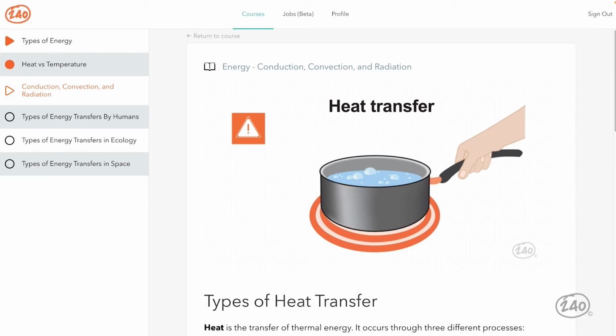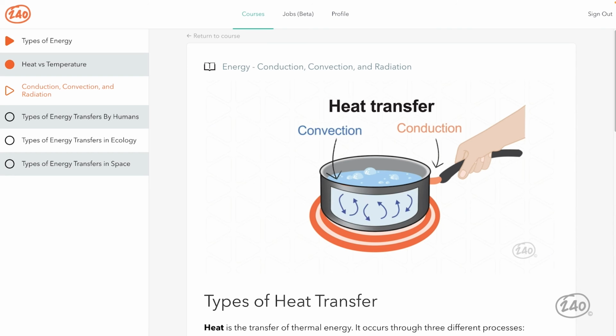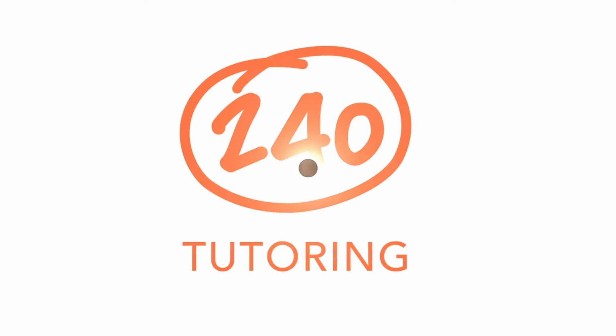So remember, there are 3 main ways thermal energy is transferred: conduction, through a solid or between 2 materials that are touching; convection, by a moving fluid; and radiation, by an electromagnetic wave. And that's the key stuff to know in physical science.